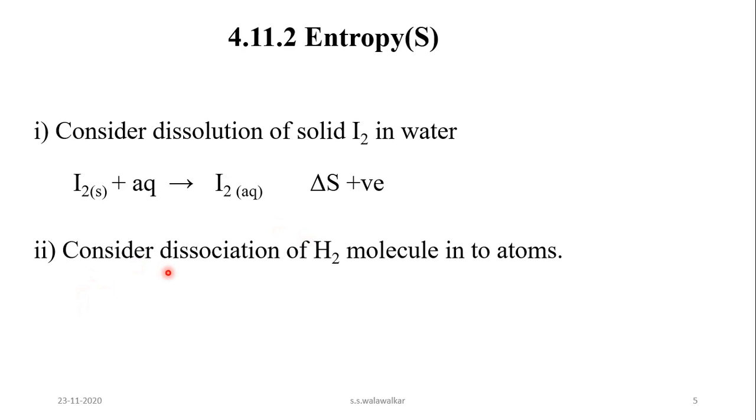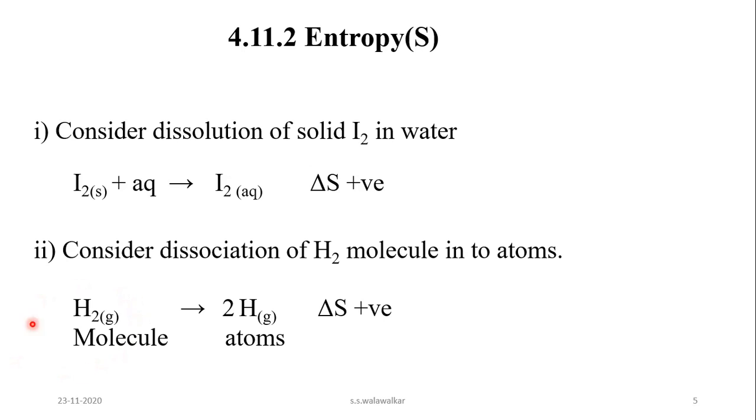Another example, consider the dissociation of a hydrogen molecule into atoms. Now the hydrogen molecule in a gaseous state has two hydrogen atoms bonded to each other by a covalent bond. When it dissociates, two separate hydrogen atoms are formed in a gaseous state. Here both reactant and product are in a gaseous state. But what is the difference? Here the reactant is in a molecular state and the product is in an atomic state.